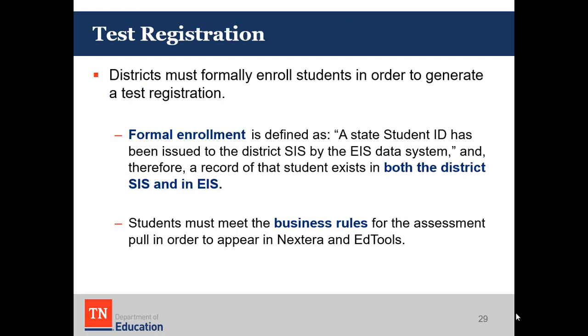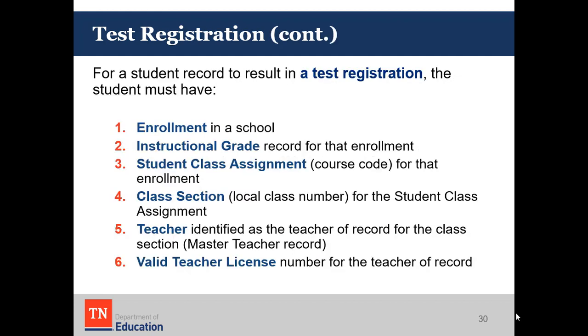Districts have to formally enroll students in order to generate a test registration. Formal enrollment is defined as the following. A student state ID has been issued to the district SIS by the EIS data system, and therefore a record of that student exists both in the district SIS and in EIS. Students have to meet the business rules for the assessment pull, then to appear in Nextera and EdTools.